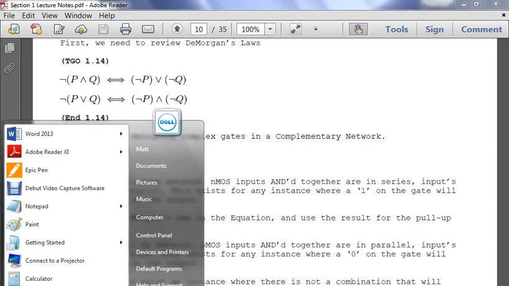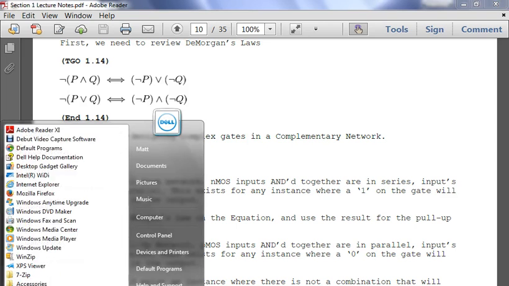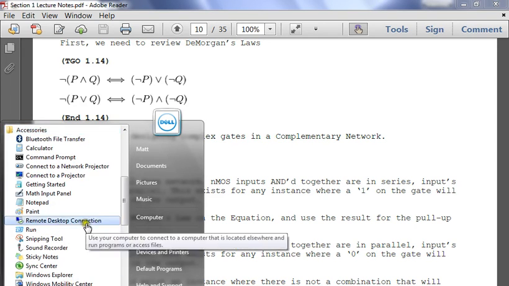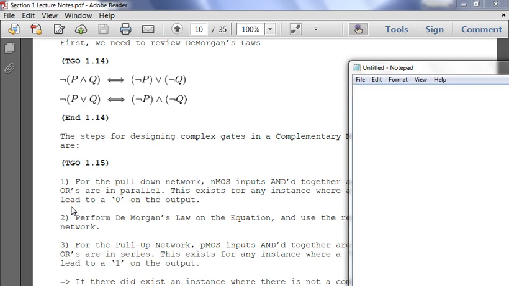I can pull up an example here. Accessories, notepad. So let's say we have A, B, or C. Very simple example, right? So we're going to start with a pull-down network. Actually, that's a better example. Let's do not. So we're going to start with not (A and B or C), right?